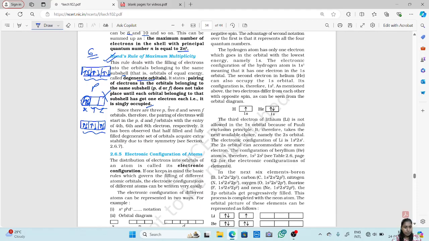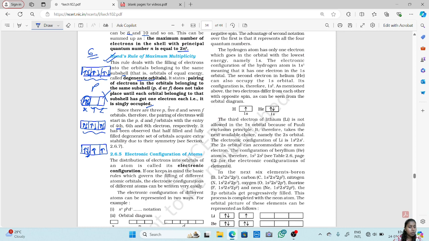Since there are 3 p, 5 d and 7 f orbitals, the pairing of electrons will start in the p, d, f orbitals with the entry of the 4th, 6th and 8th electron. Now, what do we mean by 4th, 6th and 8th electron? With respect to p, this is 1, 2, 3. Now the next electron I'm going to add will be the 4th electron. So the pairing will start with the 4th electron.